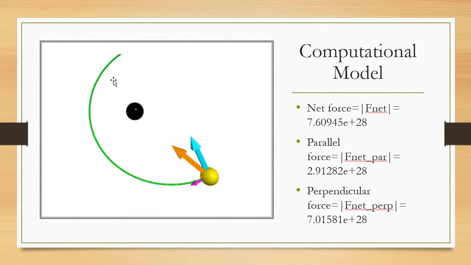And here, when we observe the diagram, we can clearly notice that it is going around in an elliptical path. And the results that I got from my code were: the net force equals 7.609 into 10 to the power 28, the parallel force was 2.91 into 10 to the power 28, and the perpendicular force equals 7.015 into 10 to the power 28.